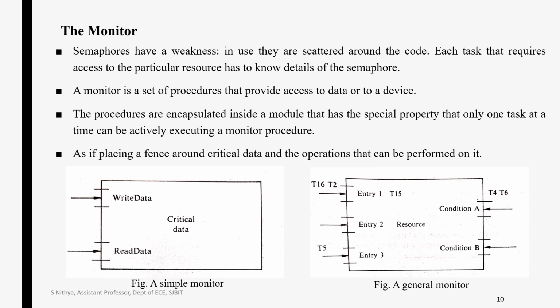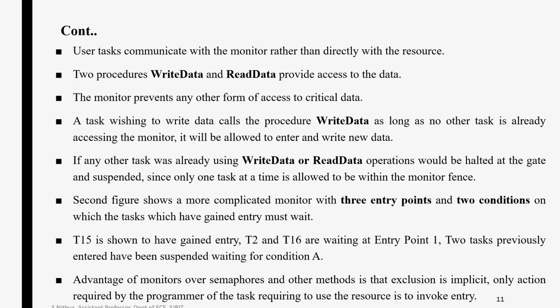Here you can see it is nothing but a resource. These are the gate levels. At the gate level there are a number of tasks which are ready to use this particular resource. Among these tasks, T5, T15, T16, T2, the T15 will be selected for using the resource. In this condition T4 and T6 will be suspended, waiting for condition A to access the resource.